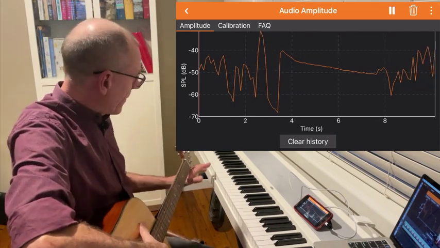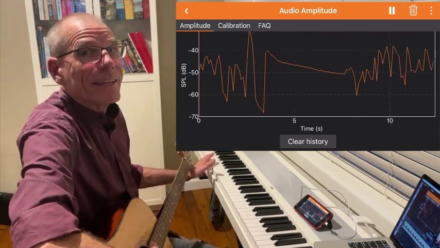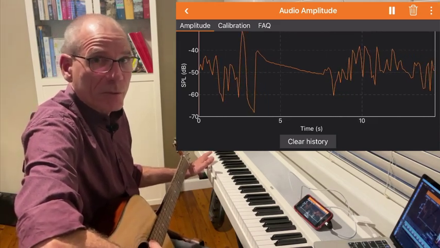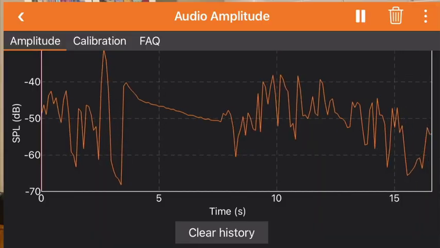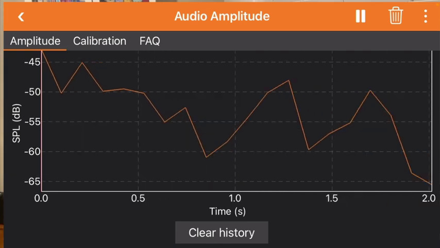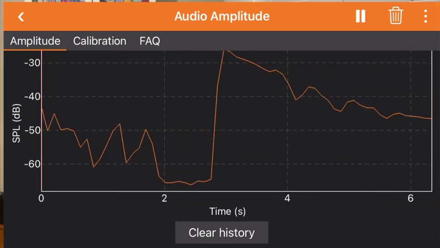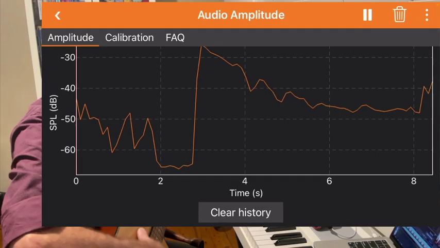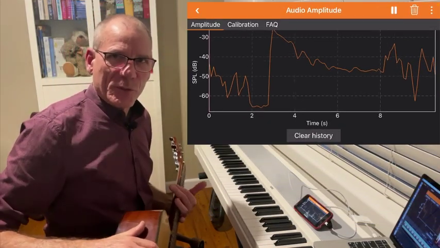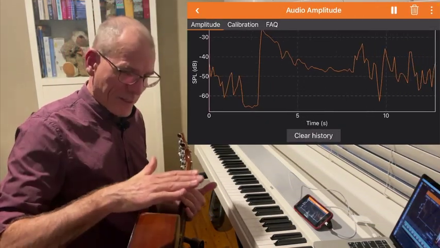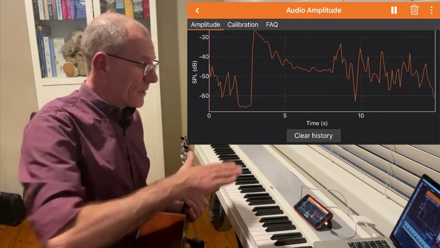But the guitar and the piano aren't quite in tune. They're very nearly in tune. And so this is what happens when we play them over top of each other. And I'll just clear the history so we can see it from the start. And you can see it there, that variation in amplitude is the beat frequency between the frequency of this note, which is slightly different to the frequency of that note.